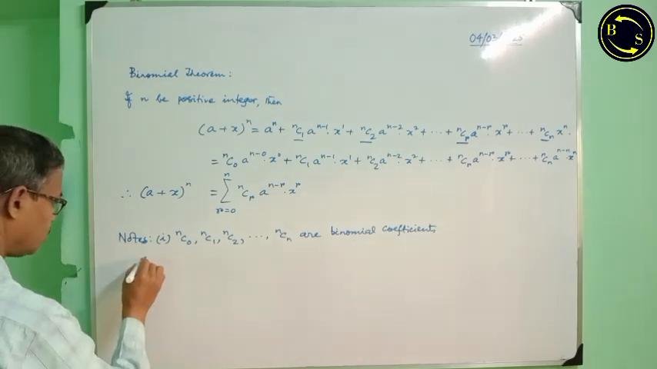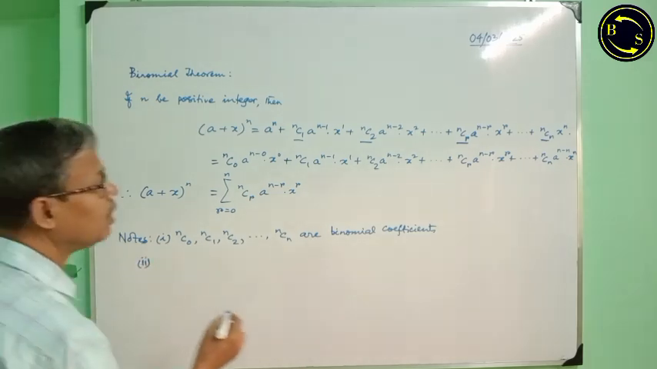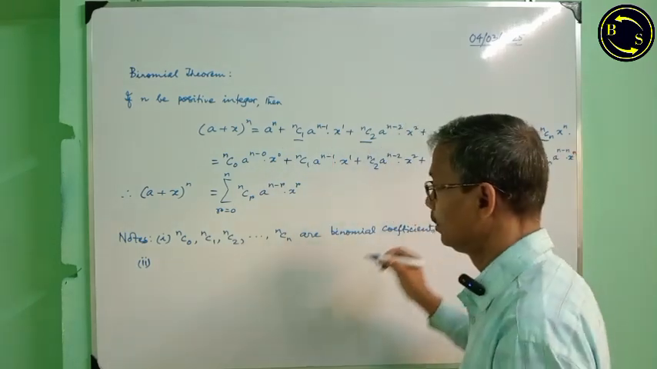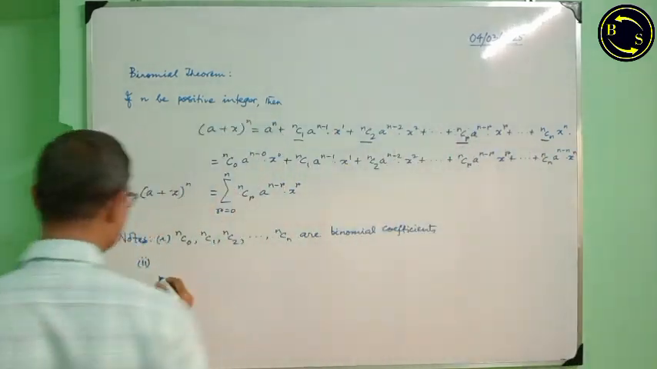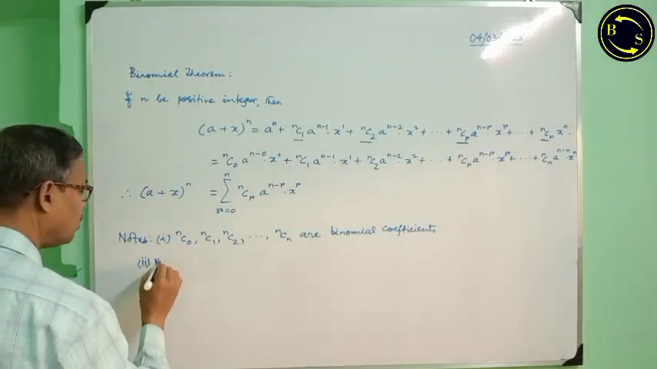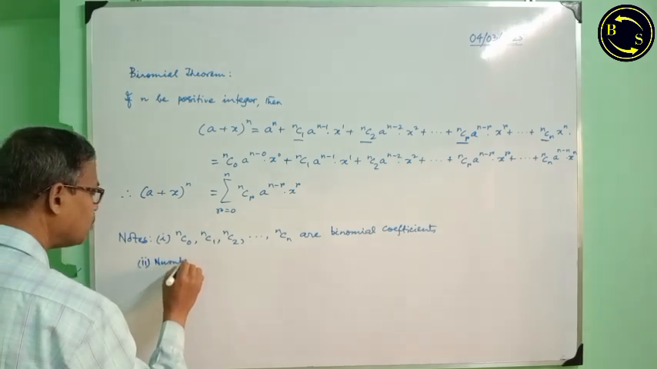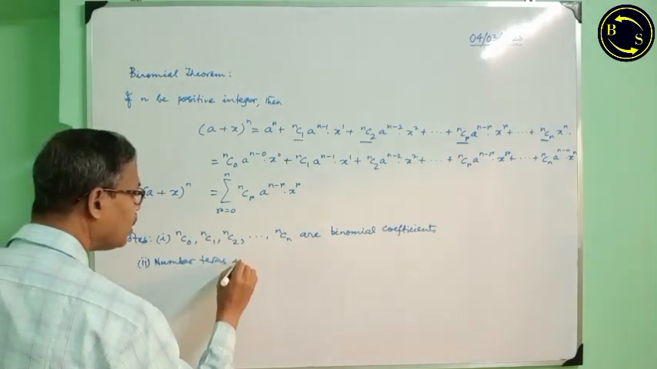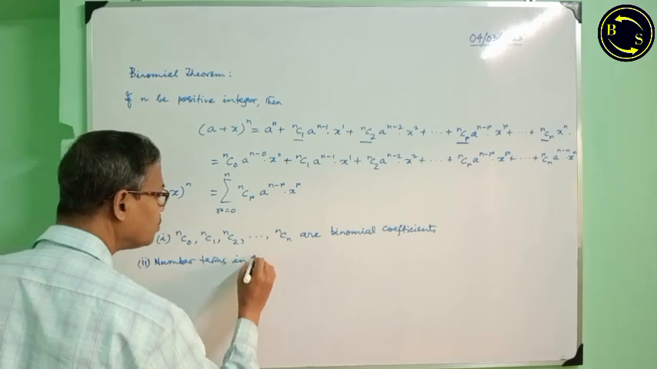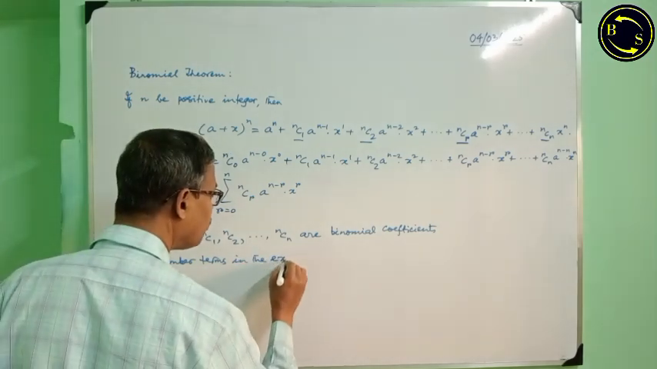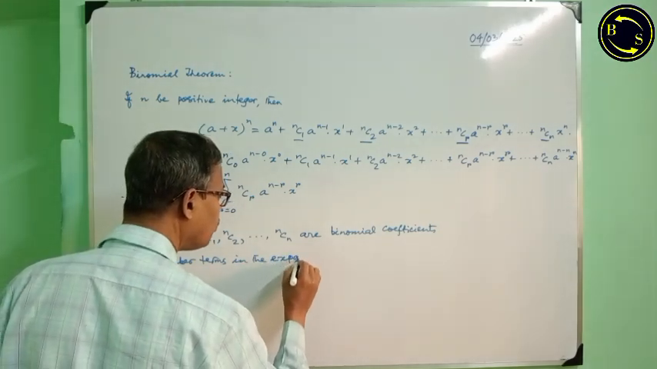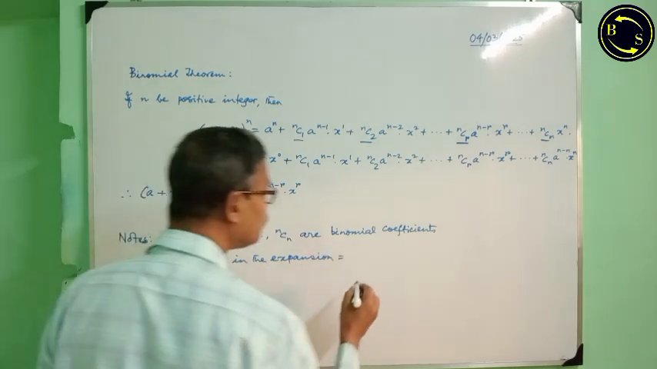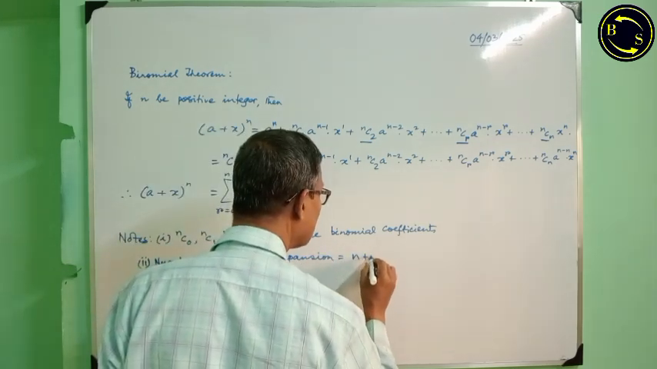Next, now the question, how many terms are there? Number of terms in the expansion is equal to n plus 1.